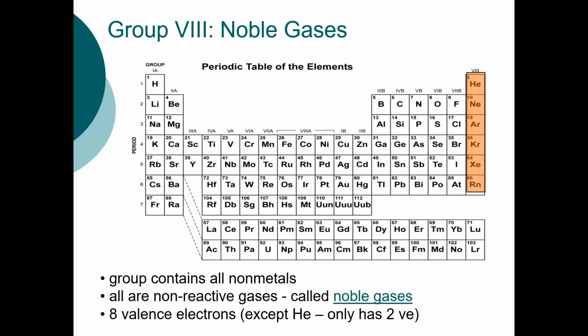And then lastly are our noble gases. Group 8. Now everybody in group 8 has 8 valence electrons, which is what makes them so stable, except for helium. Helium only has 2 valence electrons, but it is also a noble gas because 2 valence electrons is enough to make helium stable. And we'll learn why that's the case when we learn more about electron configurations.